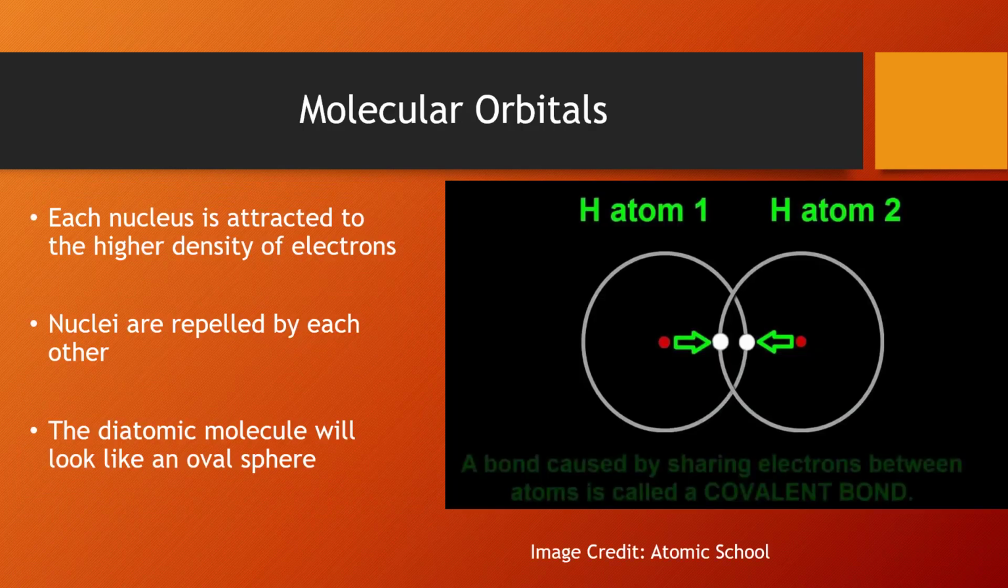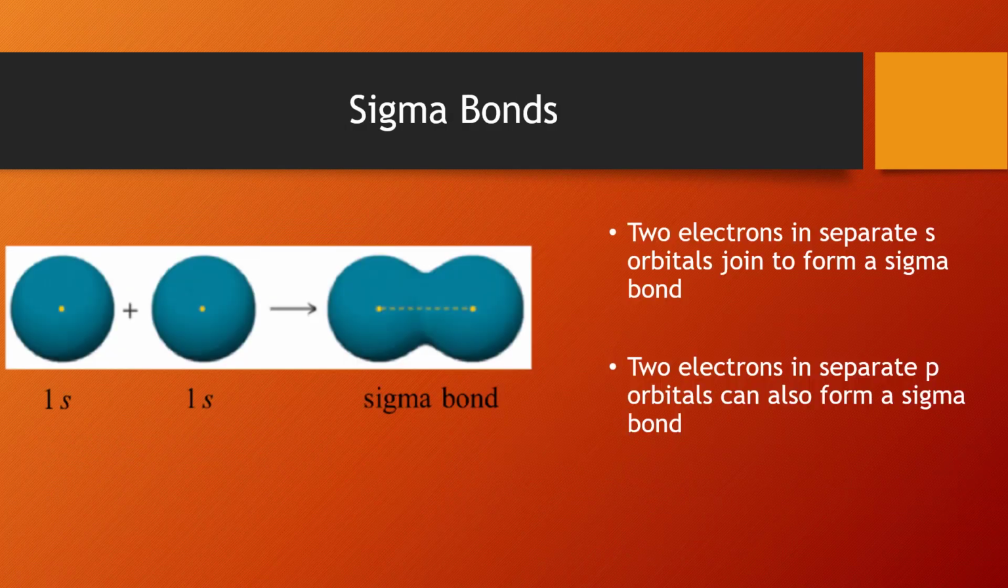So this is H2. Well, let's look at H2. What it would look like is each nucleus is attracted to wherever the density of electrons is highest, which is technically between the atoms. But the nuclei are repelled by each other because two positive charges don't go next to each other easily. So what the molecule will end up looking like is an oval sphere. So a little less like two billiard balls and much more like a watermelon, perhaps a little divot in the middle. And that's what we call a sigma bond.